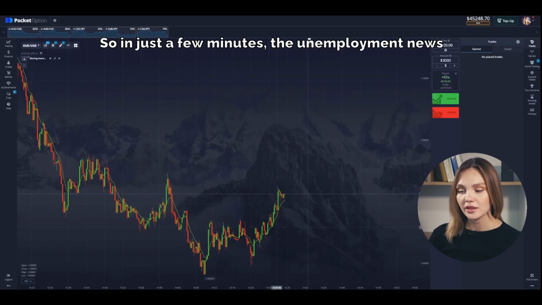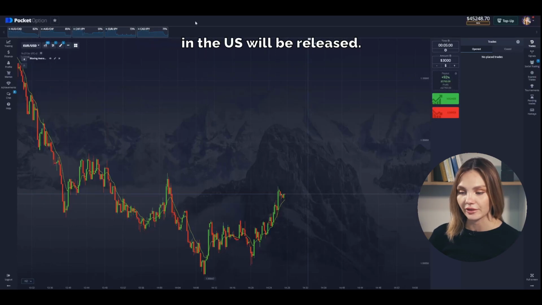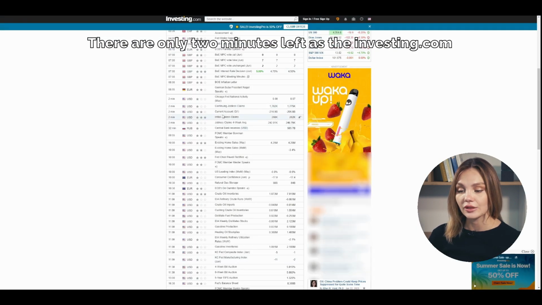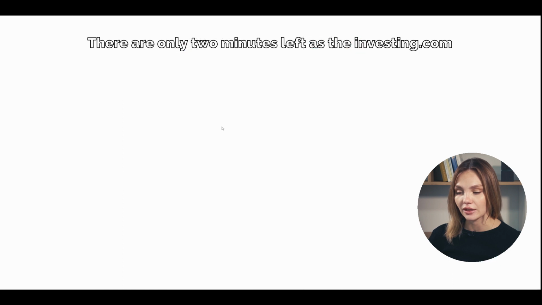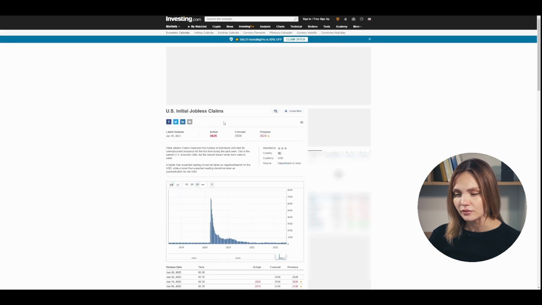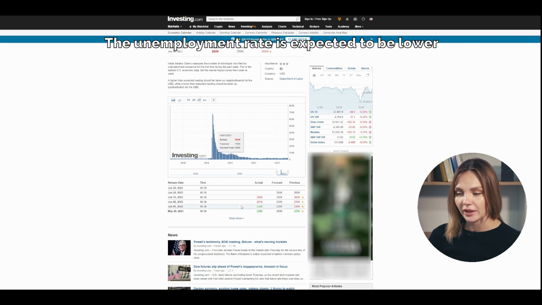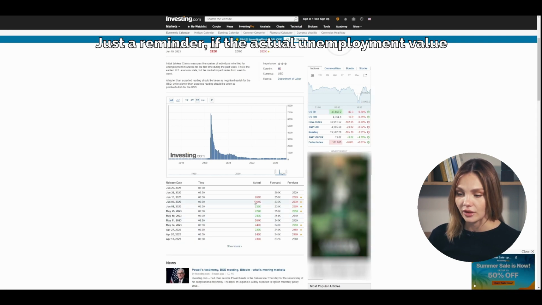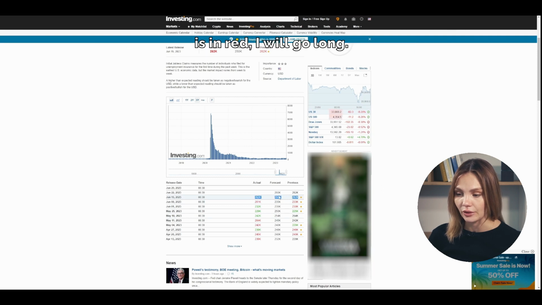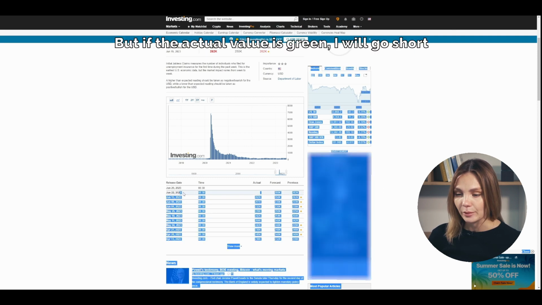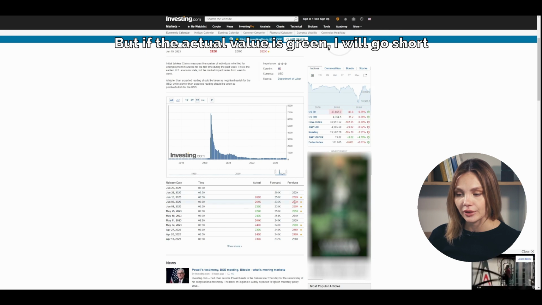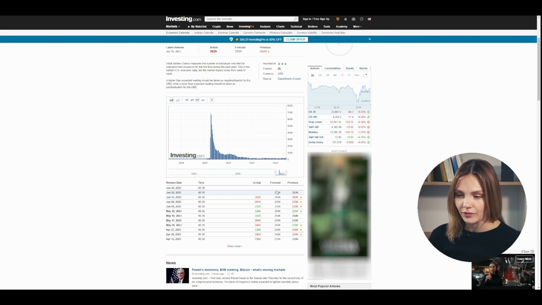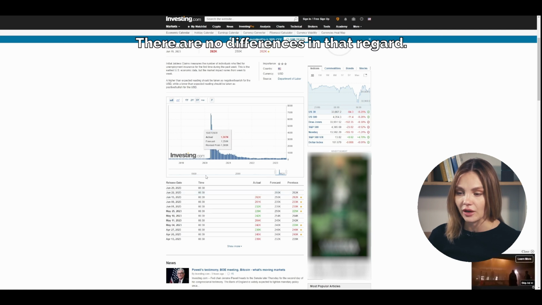So in just a few minutes, the unemployment news in the US will be released. They usually have a significant impact on the market. There are only 2 minutes left, as the investing.com portal indicates. The unemployment rate is expected to be lower than in the previous report. Just a reminder, if the actual unemployment value is in red, I will go long. But if the actual value is green, I will go short. It works the same way as non-farm data. There are no differences in that regard.